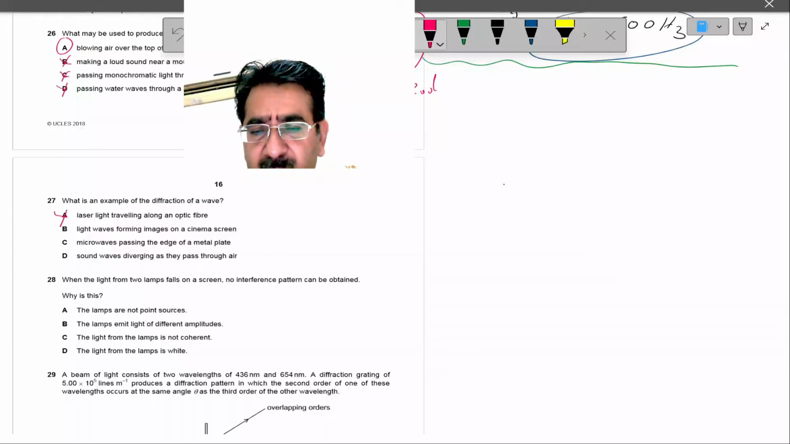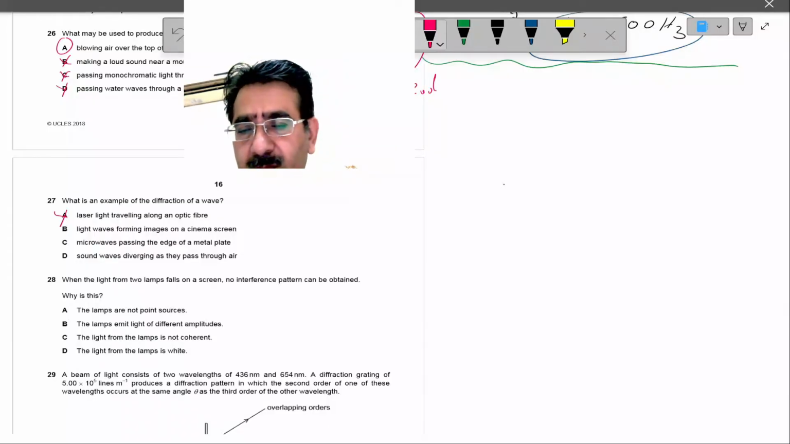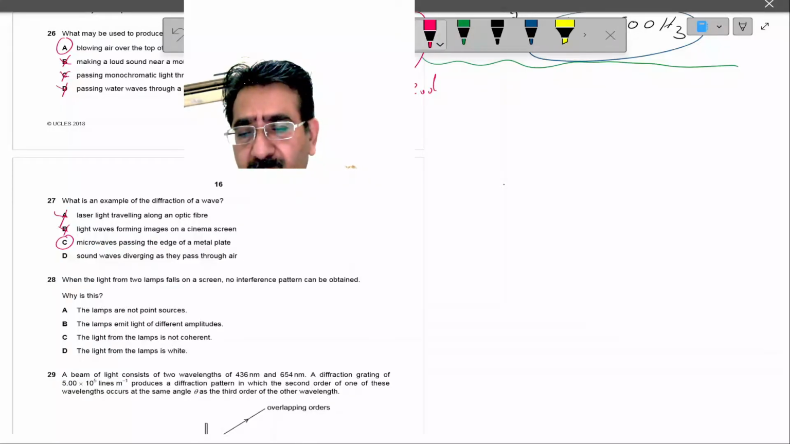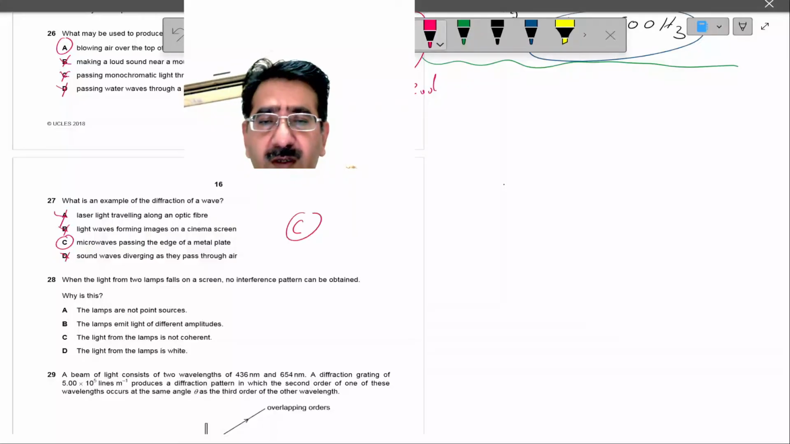B, light wave forming an image on a cinema screen, that is an optical phenomenon. C, microwave passing through the edge of the metal. Edge is related to diffraction, so that will be true. D, sound wave reversing as it passes through air, that is also a wrong answer. So C will be the answer.